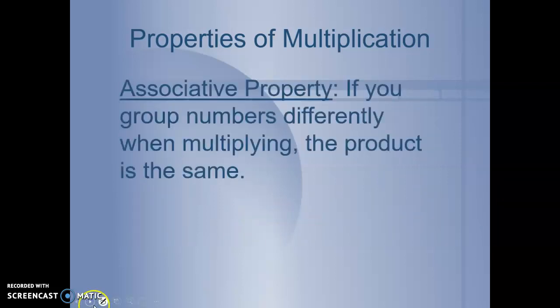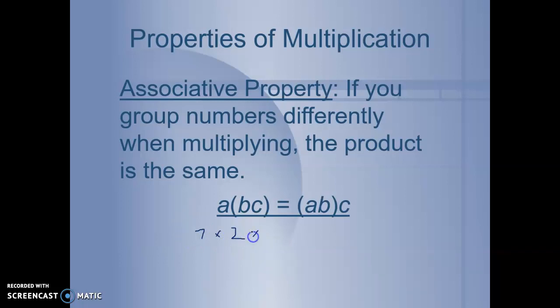The second property of multiplication is the associative property. If you group numbers differently when multiplying, the product is still the same. So let's say we have more than two numbers that we're multiplying together, like A, B, and C. We can put parentheses around the B and C, or put parentheses around the A and B, and it's still the same. Let's put some numbers to this. So 7 times 2 times 3. We could put the parentheses around 2 times 3, or we could put 7 times 2 in parentheses times 3. And our product is still the same because our factors have not changed. We still have the factors 7, 2, and 3.